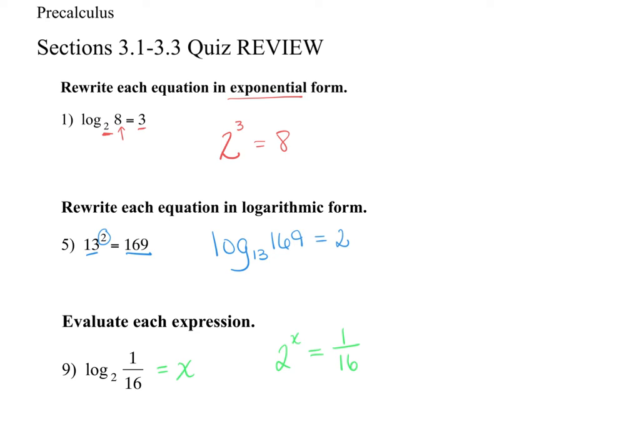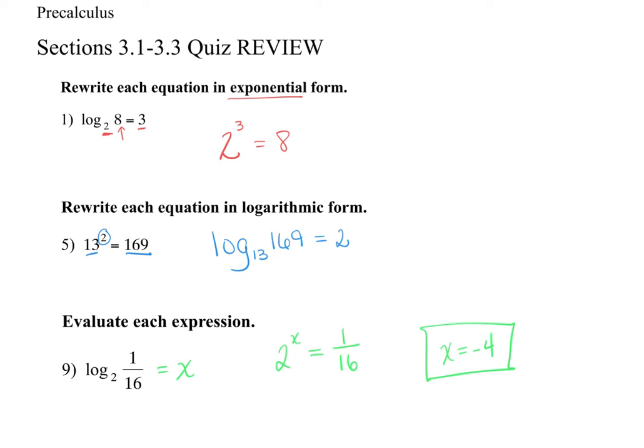2 to what power equals 16, and then make that a negative. So if you're looking at 2 to the power, 2 to the 4th is going to equal 16. But because the 16 is in the denominator, your exponent here is going to be negative 4.